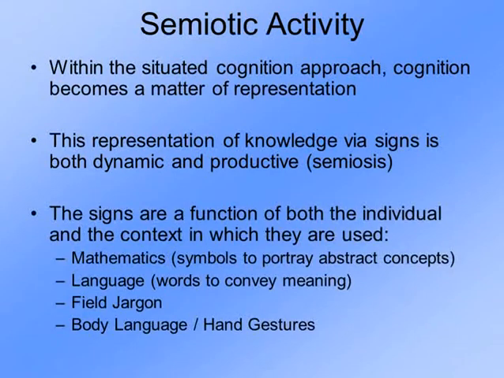The signs or symbols that we use are determined both by the individual and the environment. So you don't just make up your own representation yourself, you make it up as a function of your interaction within a specific learning context. So, for example, in mathematics we use symbols to portray abstract concepts. We may have different languages, slangs, or dialects that we use in different settings, or maybe we even use the same words to convey different meanings in different settings. We have the same thing with body language and with hand gestures. What they mean and how and when we use them often depend on the culture and the immediate situation.